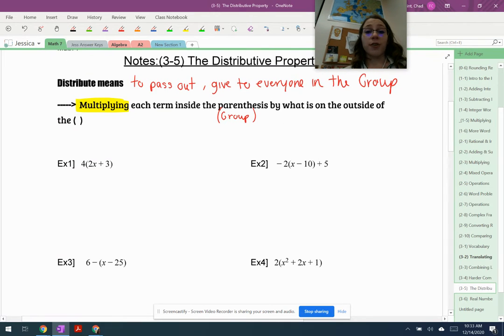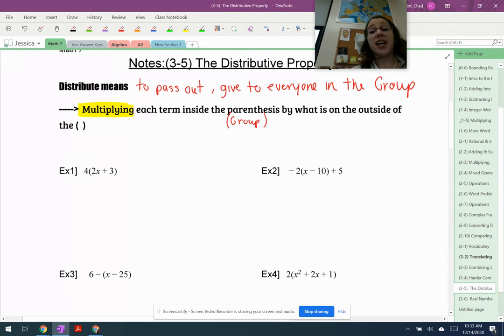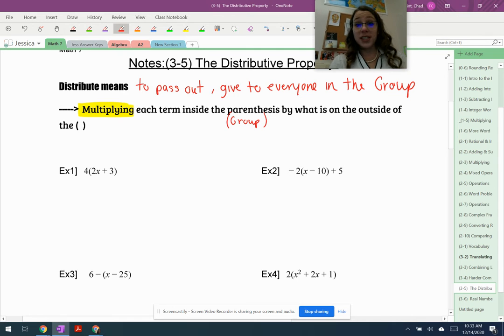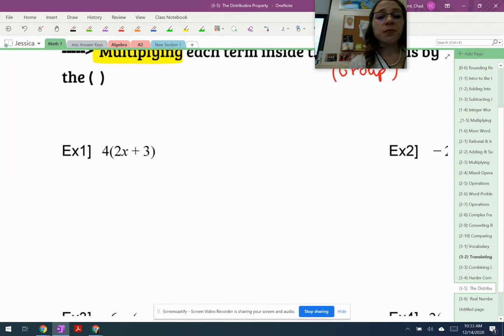So in this first example here, the number that's on the outside of the parentheses is a 4. So that needs to get passed out or multiplied by each piece inside of the parentheses. There's 2 pieces inside the parentheses here, so I'm going to multiply the 4 by both of those 2 pieces.